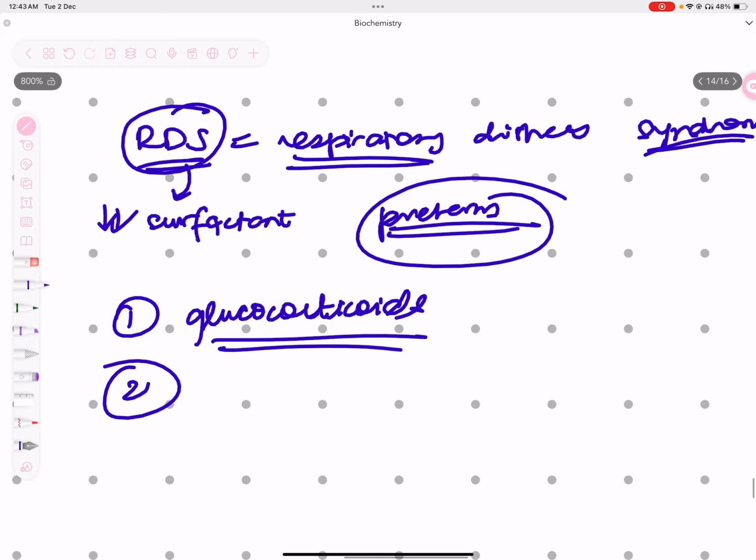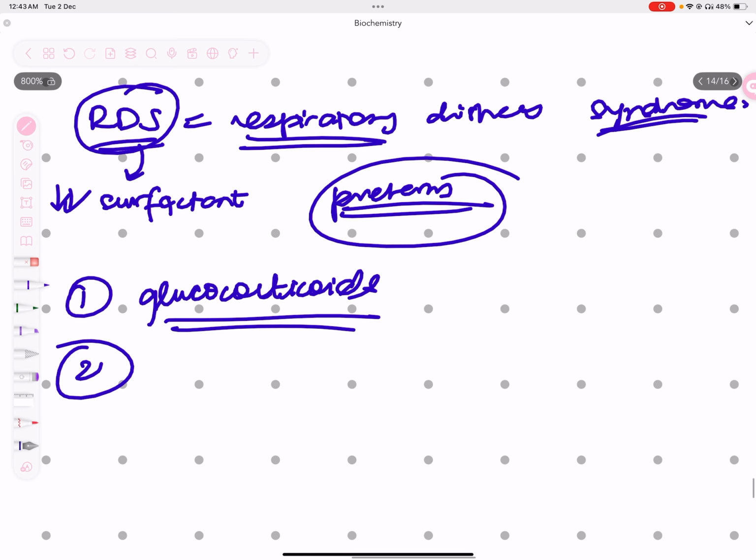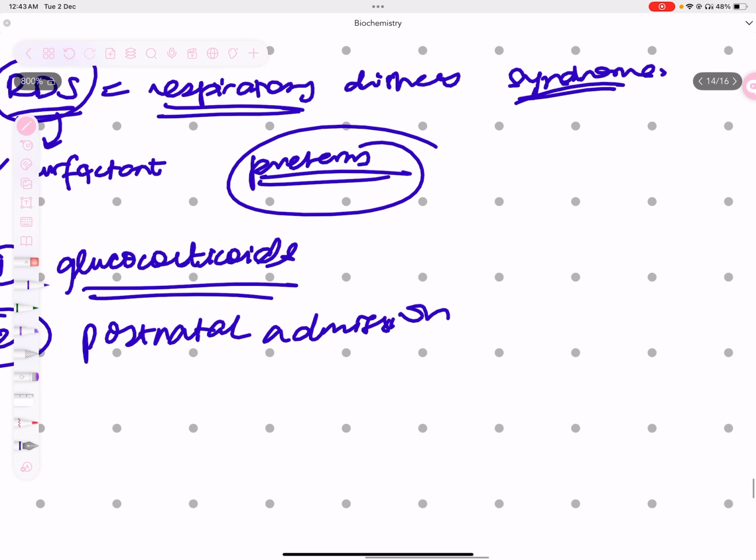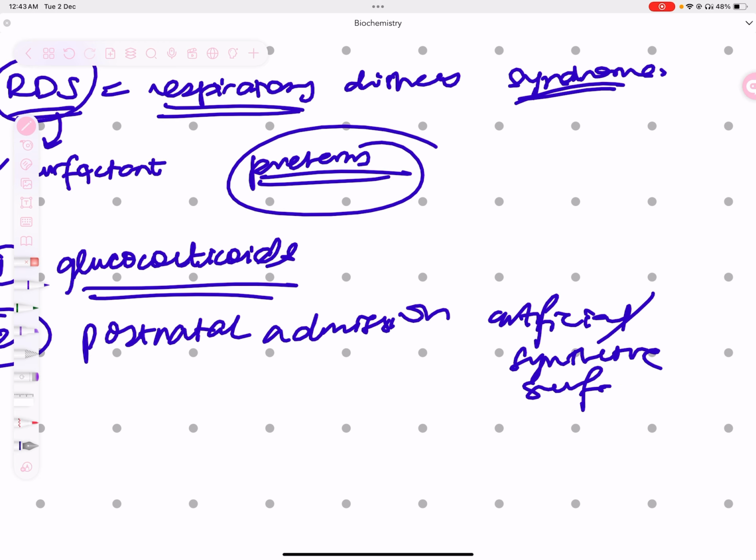So glucocorticoids, what do they do? They cause expression of specific genes that are there to produce surfactant. The other thing is postnatal administration of artificial, which is synthetic or natural, surfactant. So these are the two things that could be done.